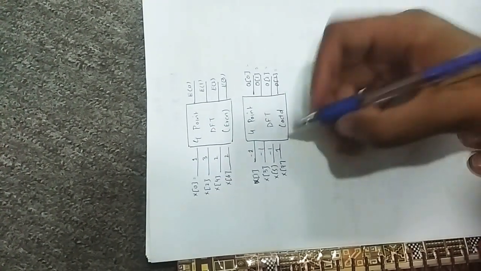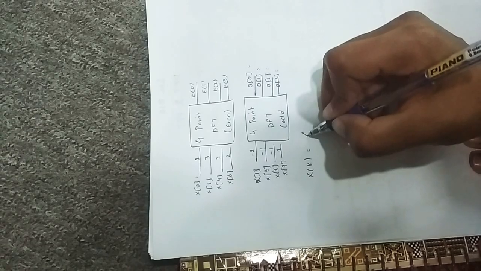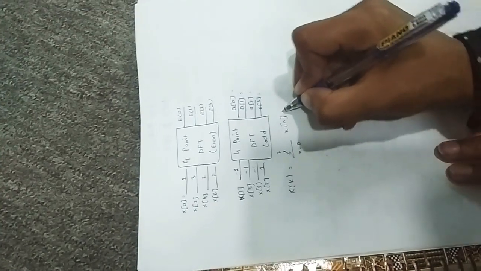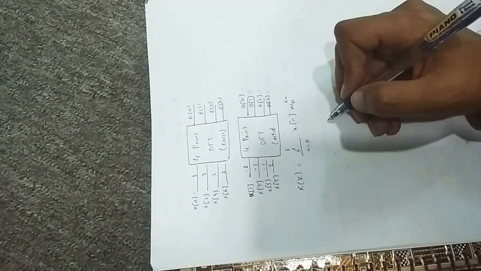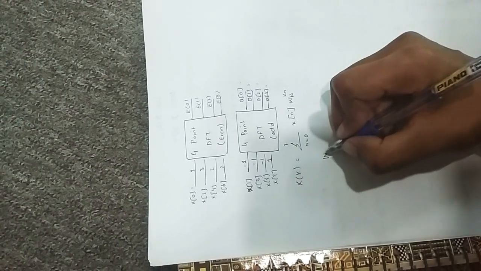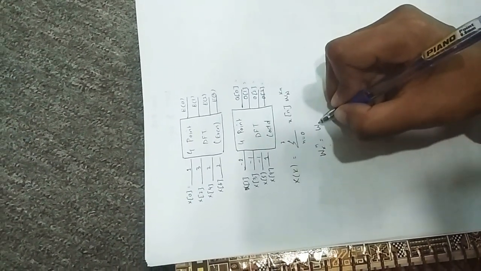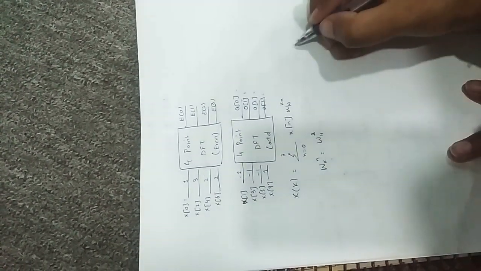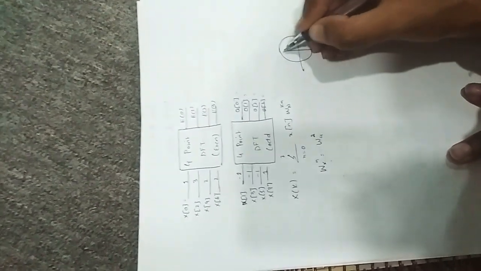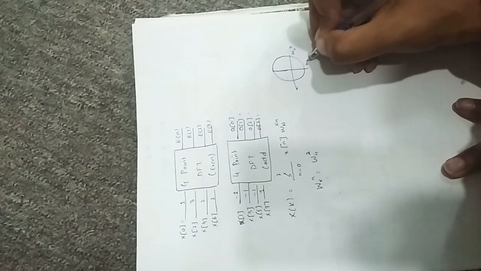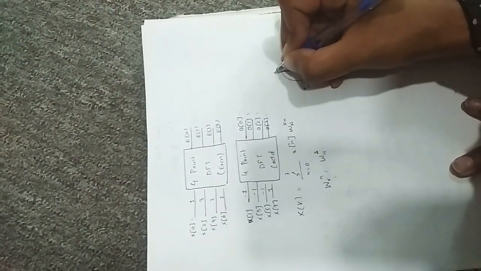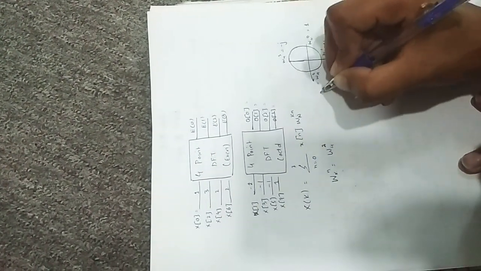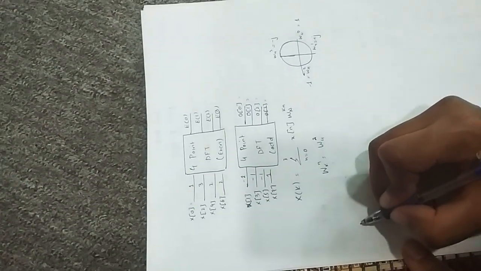Now I will use the previous formula, the sum from n equals 0 to 3 of x of n times W_N to the power kn. Here W_4 is needed. I will divide this unit circle into 4 parts: W_4^0, W_4^1, W_4^2 and W_4^3. It will have the values 1, minus j, minus 1 and j. I'll calculate only one value.